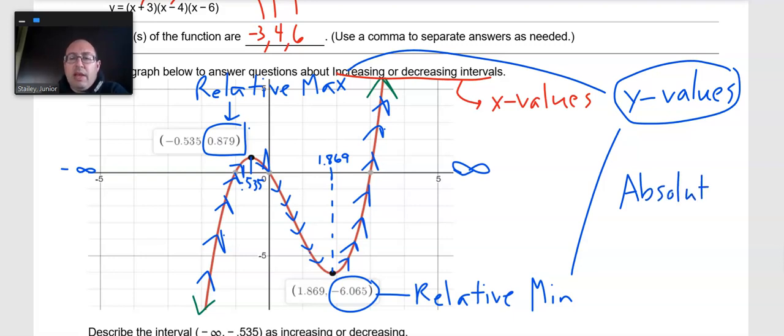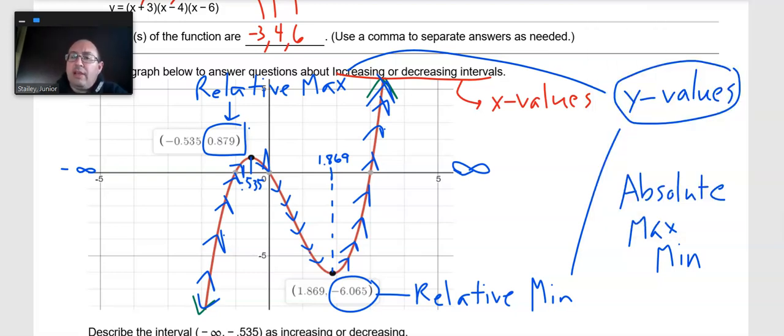Remember that an absolute max and min would be the highest or lowest point y value on the entire graph. But you can tell this thing goes as high as you could ever want it to go, because it never stops, right? Same thing up here and same thing down there. It keeps going down. So there is no absolute max or min.